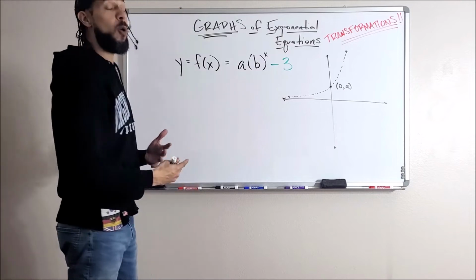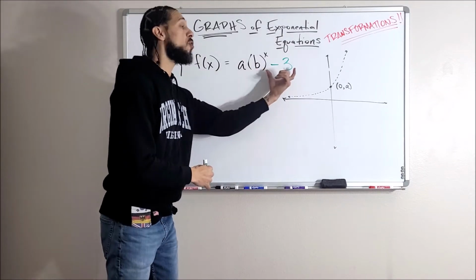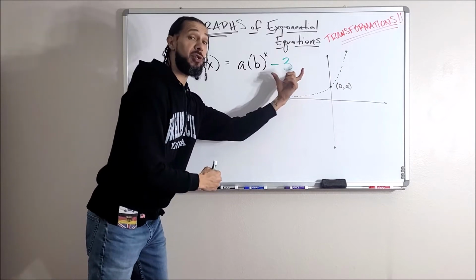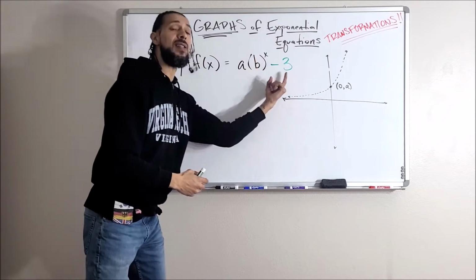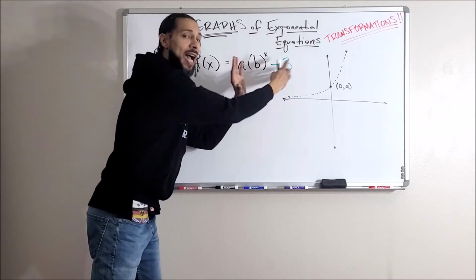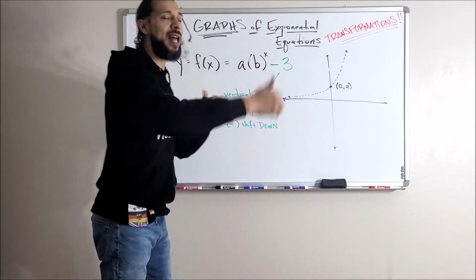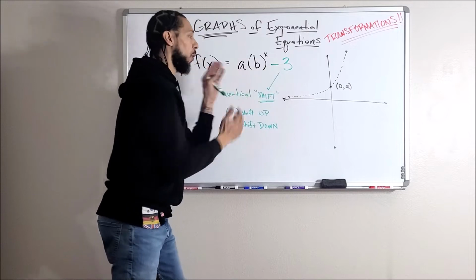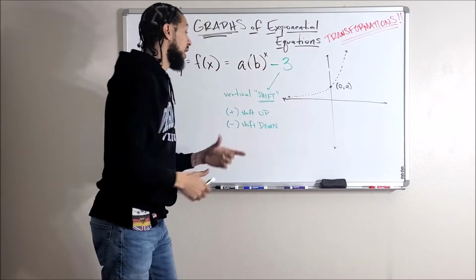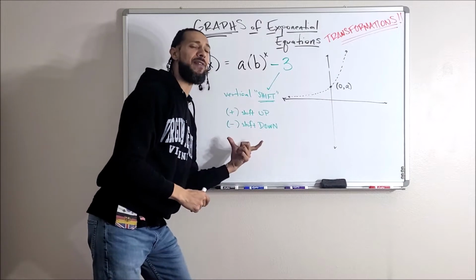Another change or addition you might see to this equation is a number added or subtracted after the function. So this number, when it comes after the entire equation, is called a vertical shift. Just like in other function transformations, this vertical shift number, the one that comes after the equation, is either shifting up if it's a positive number or shifting down if it's a negative number.